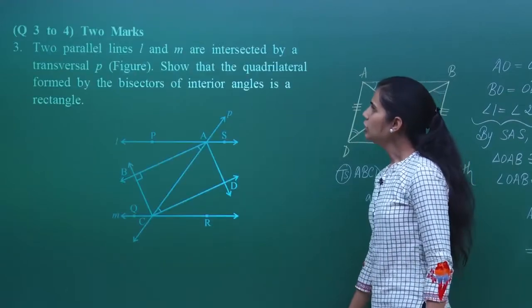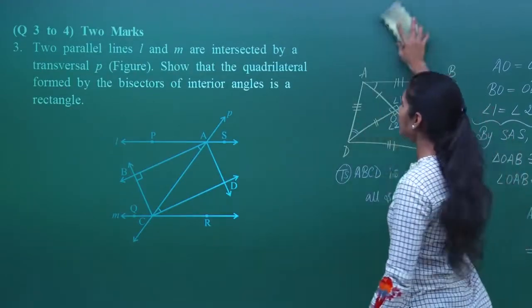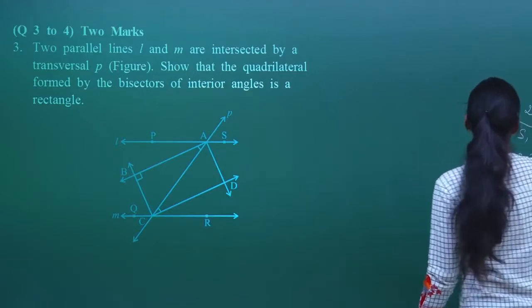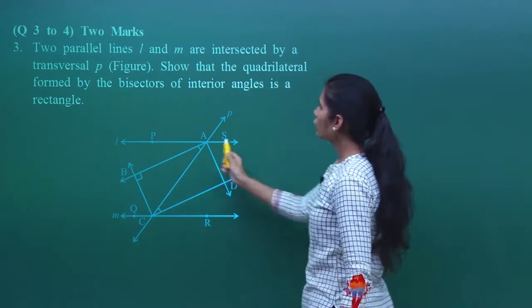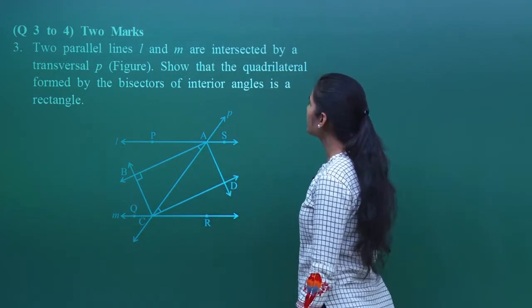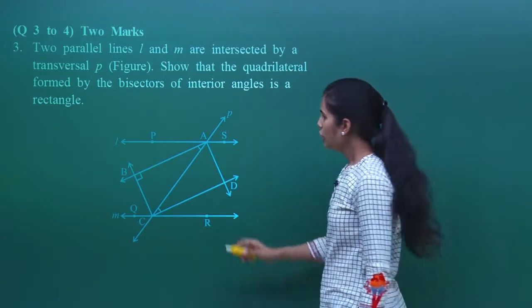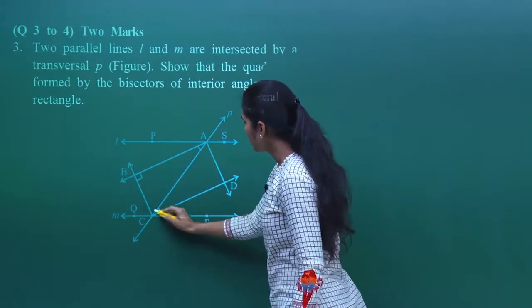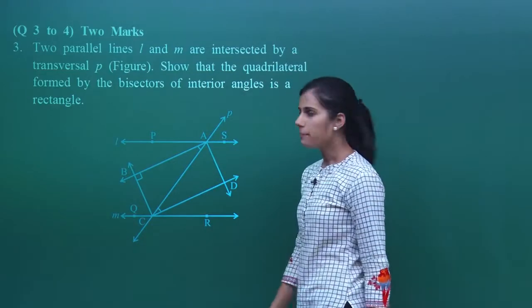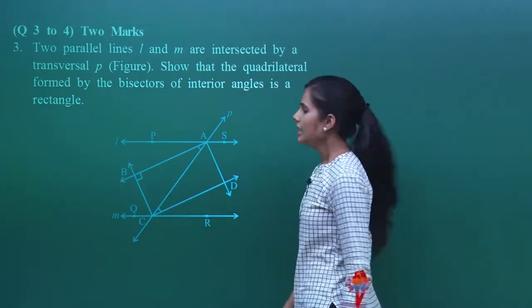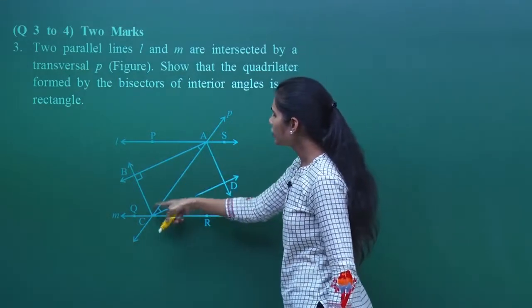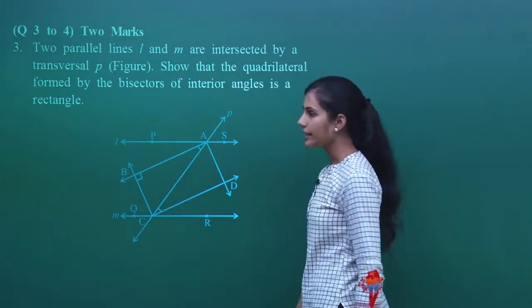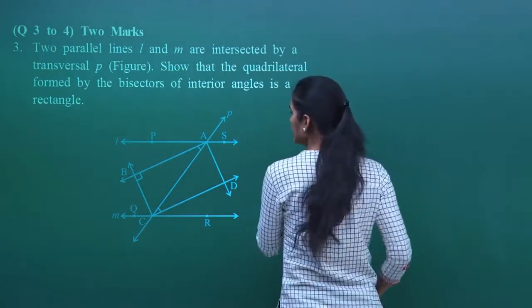Next we have two parallel lines L and M intersected by a transversal P. Okay, so a transversal is intersecting two parallel lines. It's already given to me that the lines are parallel. Show that the quadrilateral formed by the bisectors of interior angles is a rectangle. So these are actually bisectors, okay. They are bisecting the respective angles. I have to show that this ABCD that you can see, which is formed by the bisectors of the respective angles, is actually a rectangle. Understood?